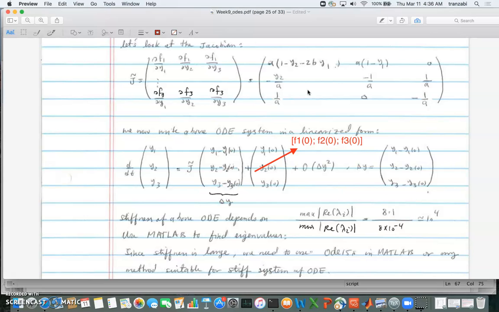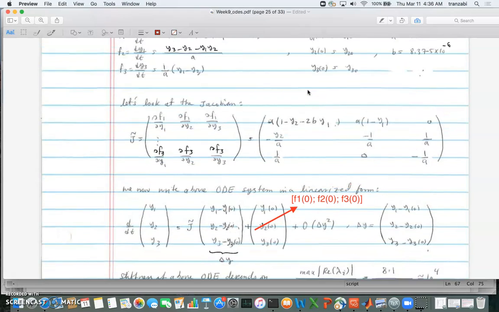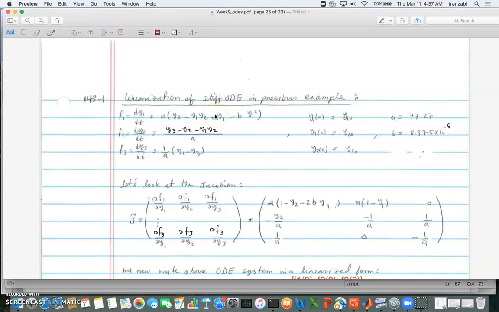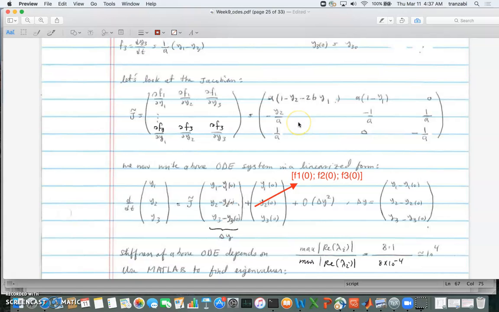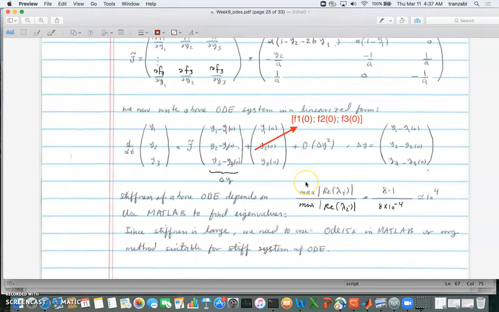Now we're going to define the stiffness for a problem with more than one equation. Again, this problem is not similar to the toy problem, but we are trying to make it look like the toy problem. The toy problem was a linear problem, dy/dx equals lambda y, and because of that, we linearize our nonlinear problem. We get the lambdas to be the eigenvalues of this matrix, and then we're going to define the stiffness this time as the ratio of the maximum real part of the lambda divided by the minimum of the real part of the lambda.